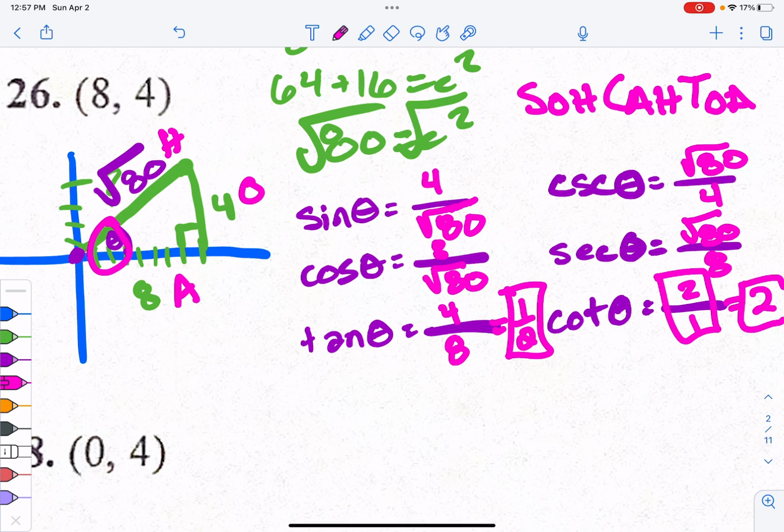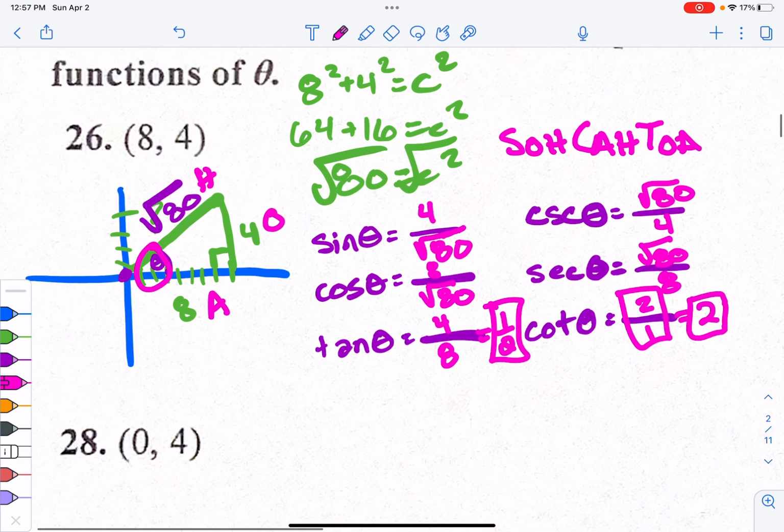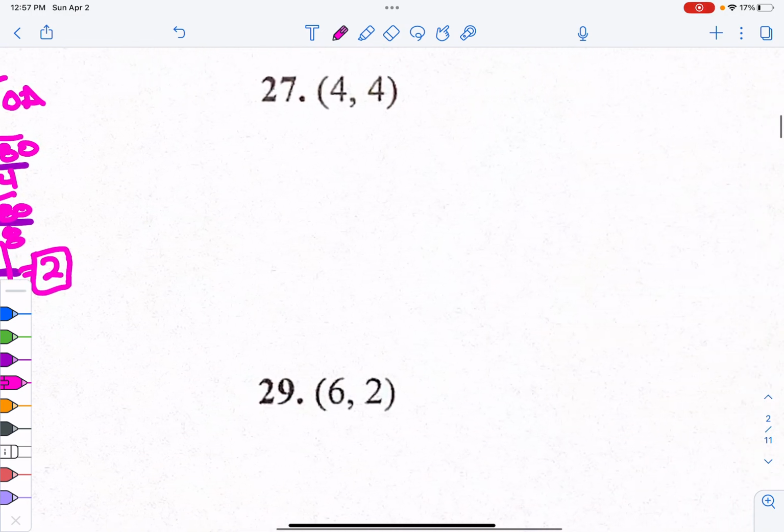Okay, all right, so I'll let you not have to rationalize those ones, because otherwise we're going to run out of room. Like I don't have enough room for that. Okay, 26, all right, 27, here we go.